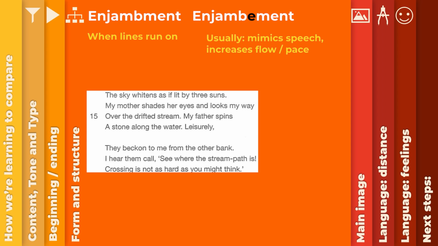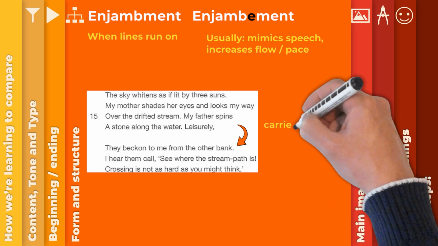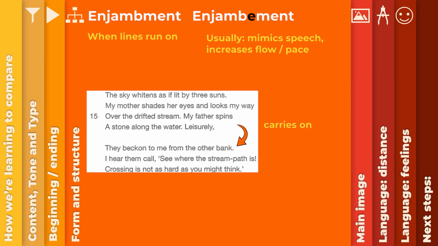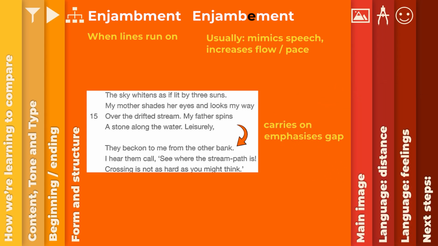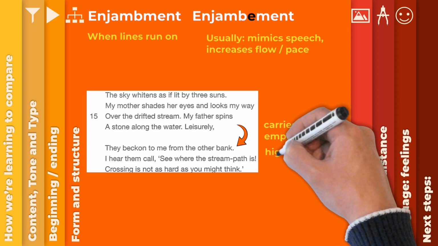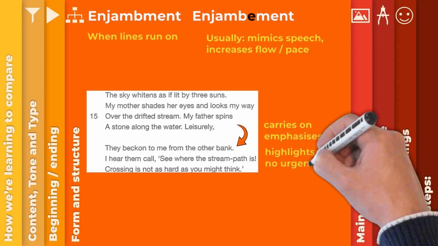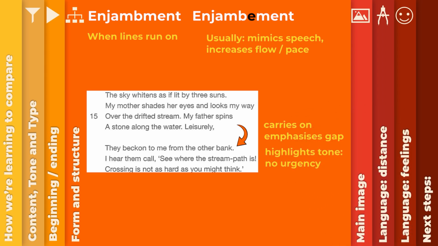When you see enjambment, most obviously in this poem, it crosses the stanzas. The end of stanza 4, it says leisurely. It does contain a comma, but it carries straight on into the start of stanza 5, where it continues, "They beckon to me from the other bank." Enjambment emphasises the metaphorical distance, and that emphasises the tone of the poem by highlighting the word leisurely. This is a safe place, there's no urgency, but there is a gap, a divide, and a distance.